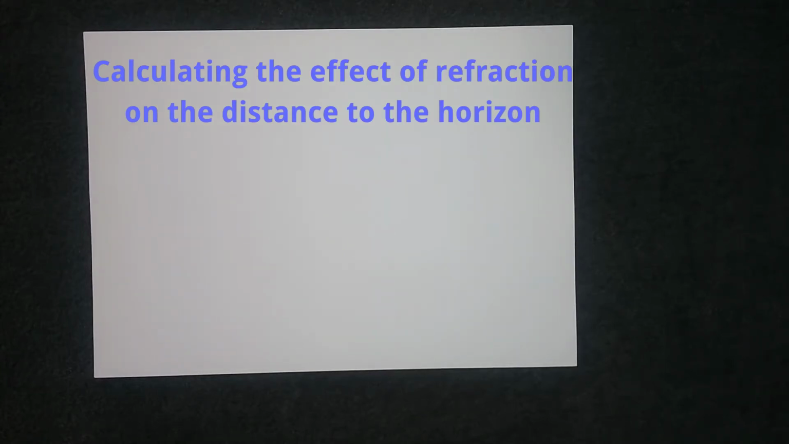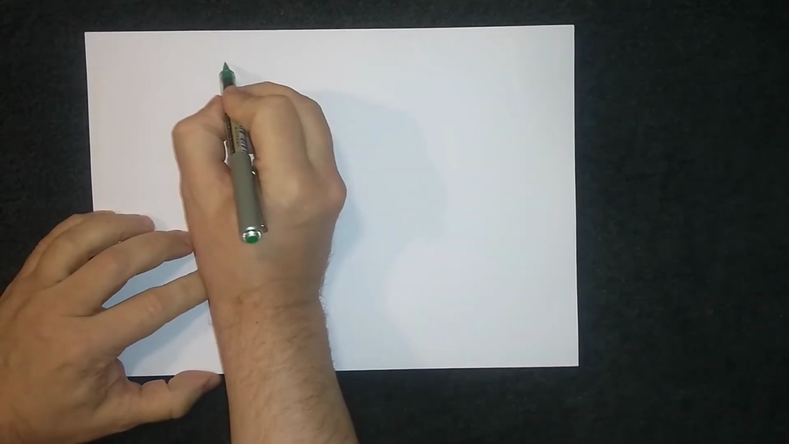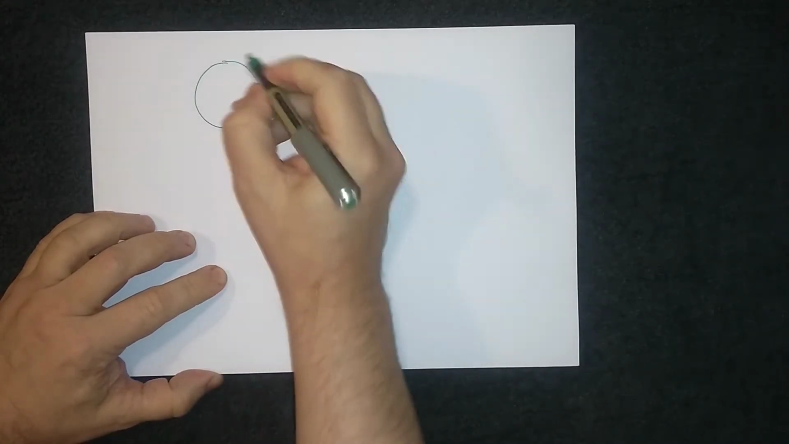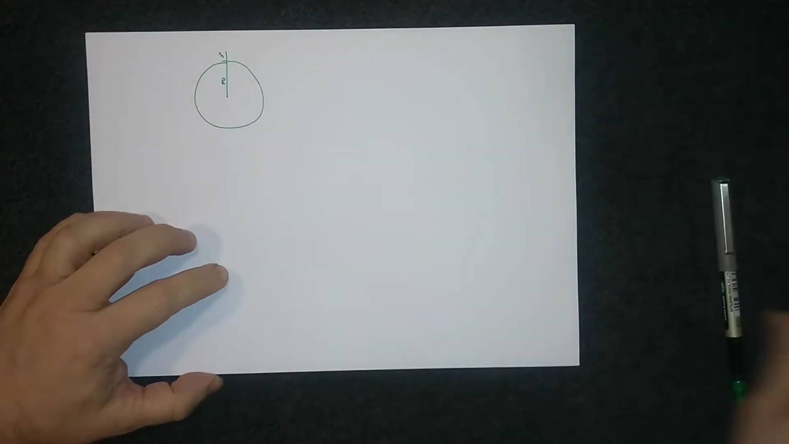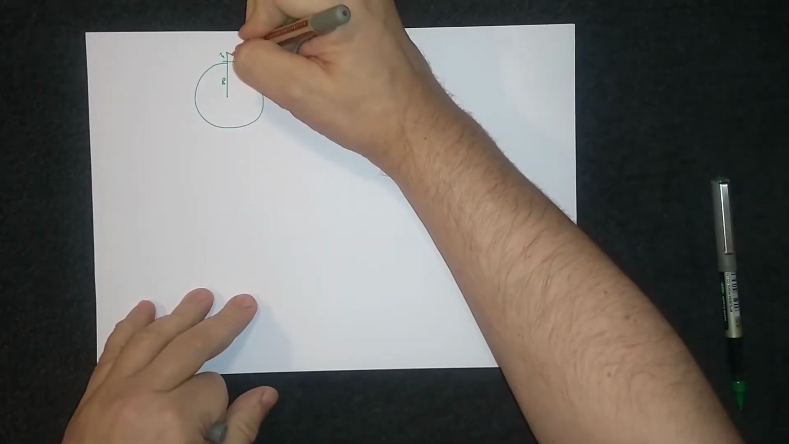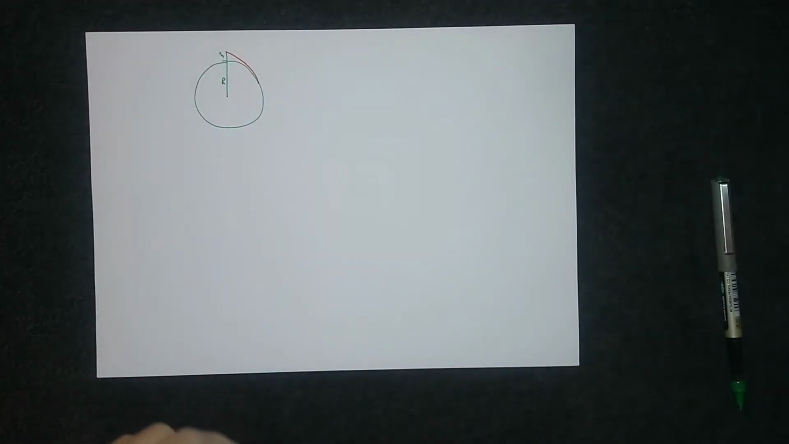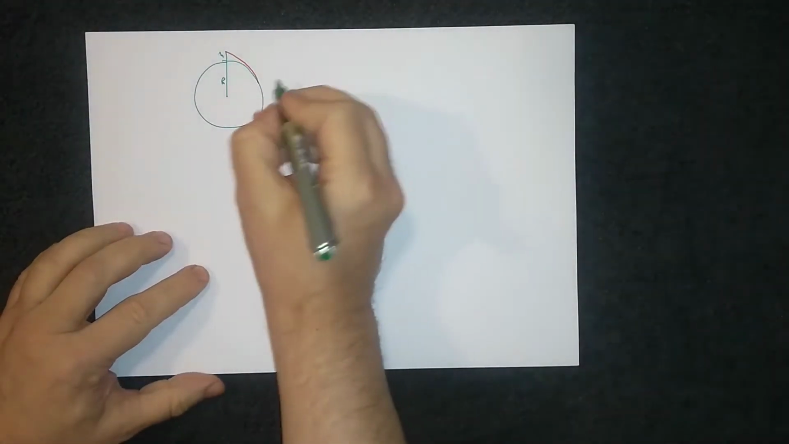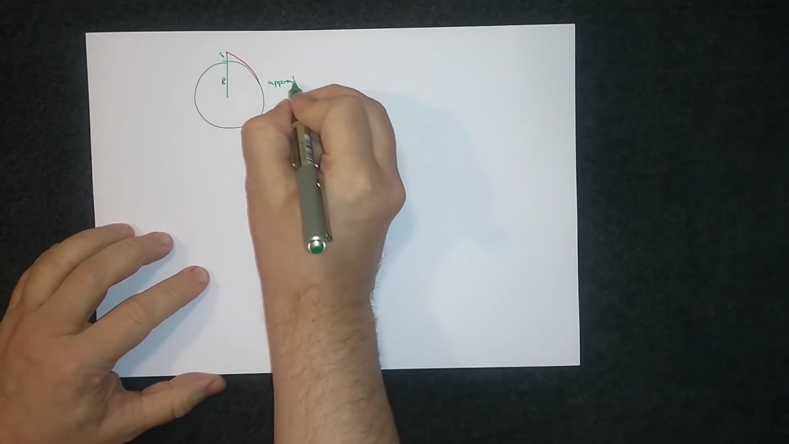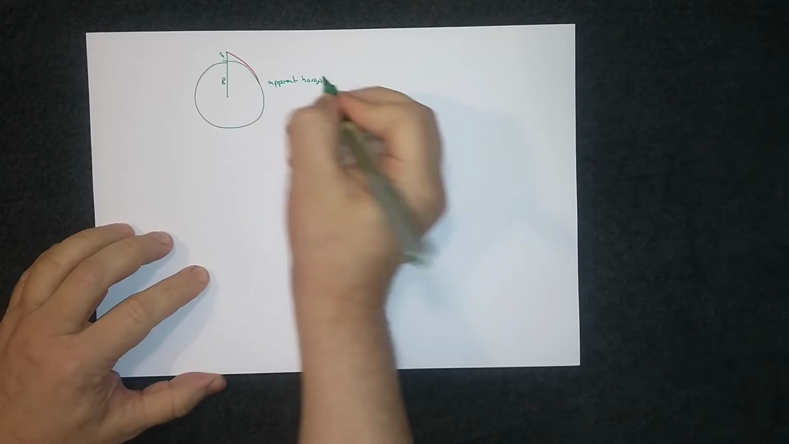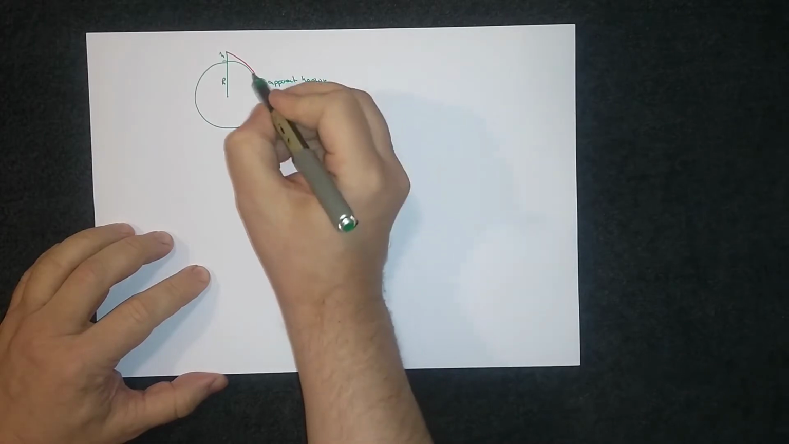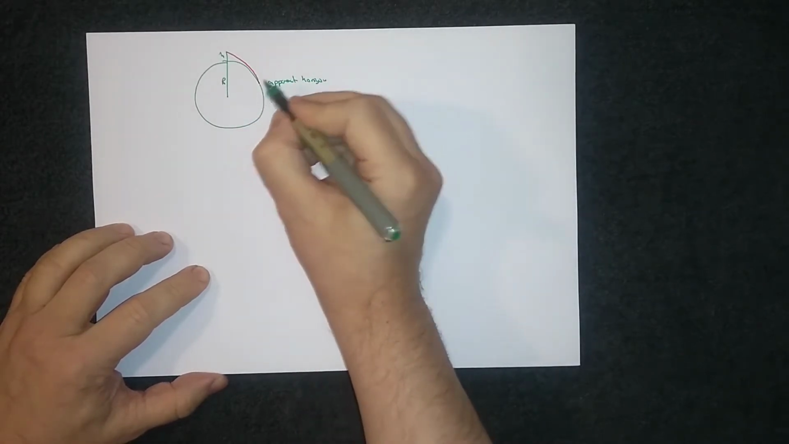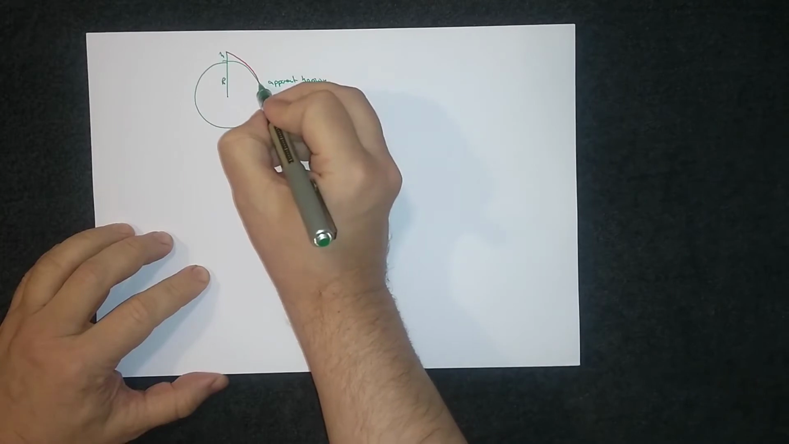In this video we will use Fermat's principle to work out the distance to the apparent horizon. So we have a spherical Earth, with a height h above the surface of the Earth, which has radius r. We have the apparent horizon, which is determined by the fact that this light ray is emerging tangential to the Earth's surface.